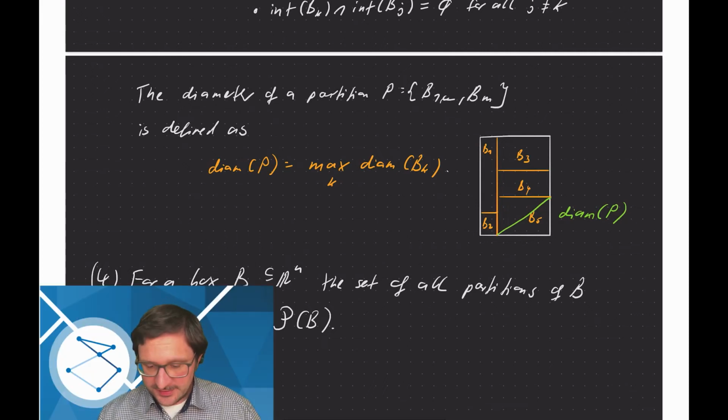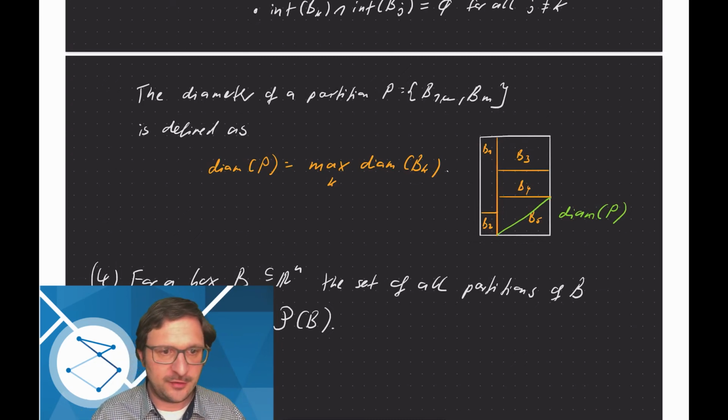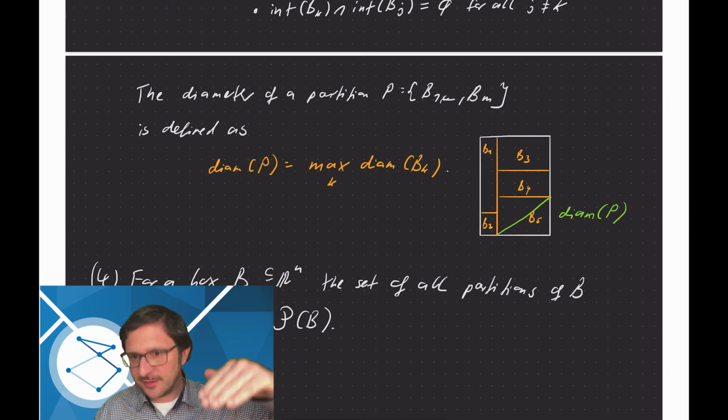So now we know what a box is. We know how to measure the size of a box, namely by using its diameter, and we know how to subdivide a box. So we take a partition, and we can measure the size of that partition again by its diameter, by the diameter of the largest box. So what we do for the integration is pretty obvious, I hope. We take the domain, we subdivide it into boxes, and then on each of those boxes, we can define the volume between that box and the graph of f.